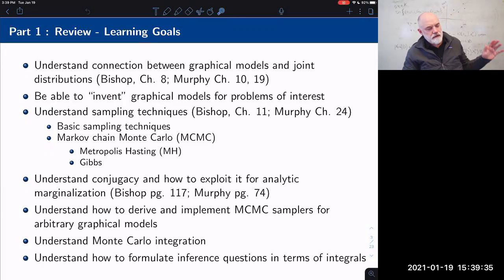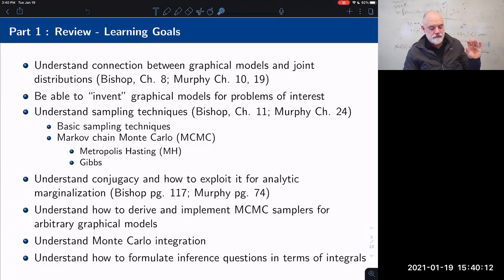We would like you to be able to invent graphical models for problems of interest. That takes a little while, and the whole point of probabilistic programming is I want you to think in terms of programs rather than graphical models. But in the second part of the course, you'll see that there is a family of languages that, in terms of denotation, correspond to graphical models. So you don't necessarily have to think in terms of graphical model formalism. You'll be able to think in terms of programming language formalism, and that's one of the big advantages of probabilistic programming.